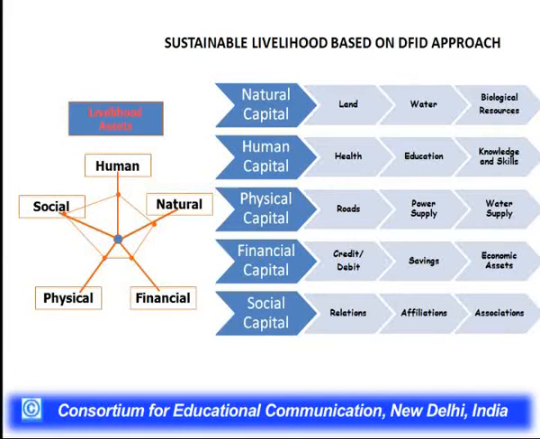Human capital related to health, education, knowledge and skills. Physical capital, roads, power supply, water supply. Financial capital, credit, saving, economic assets. Social capital, relatives, affiliations, associations.